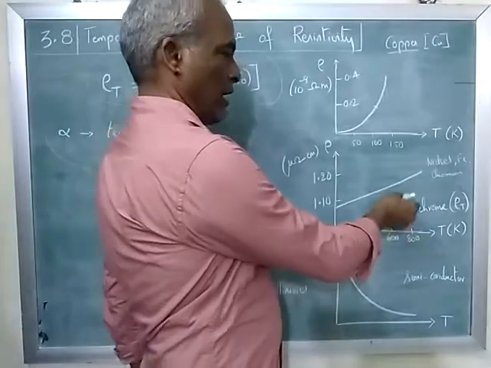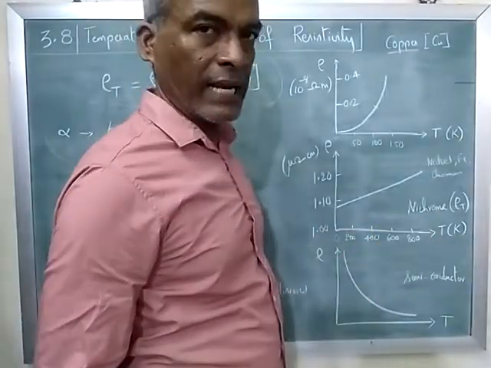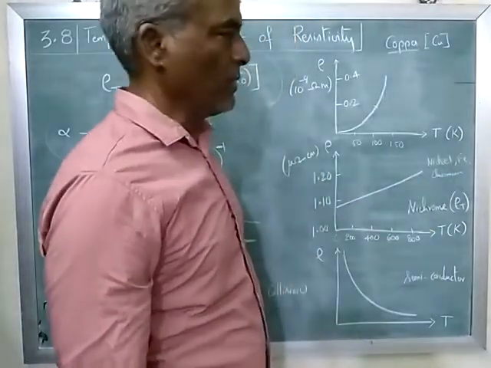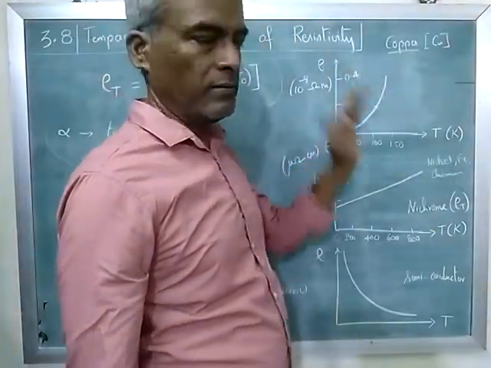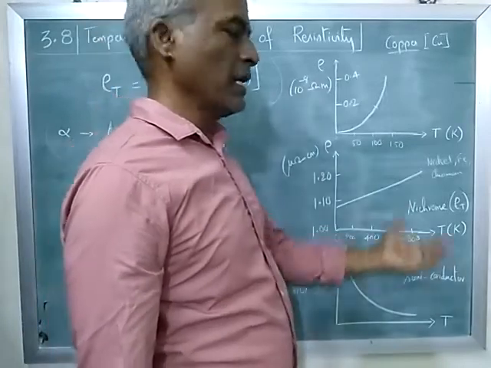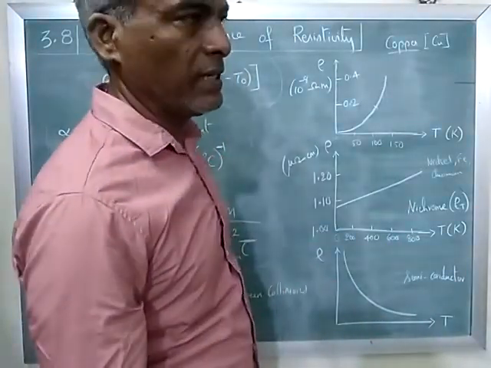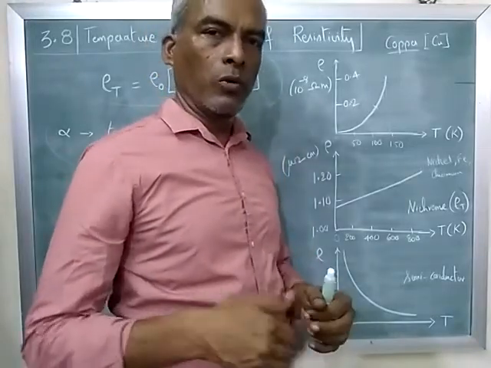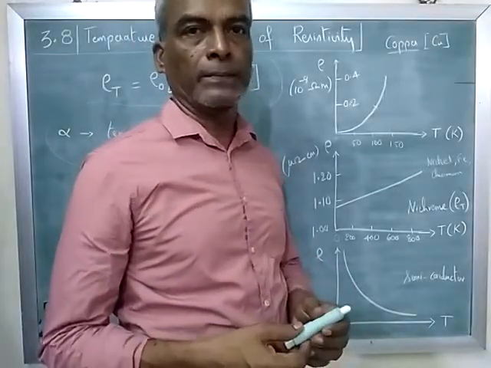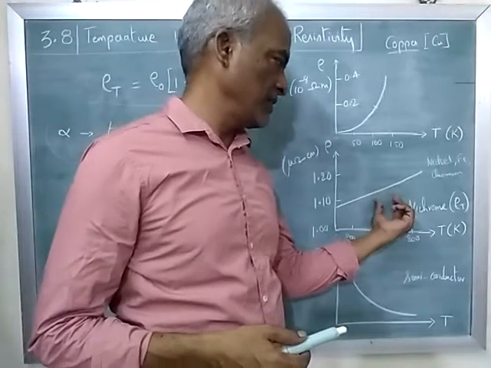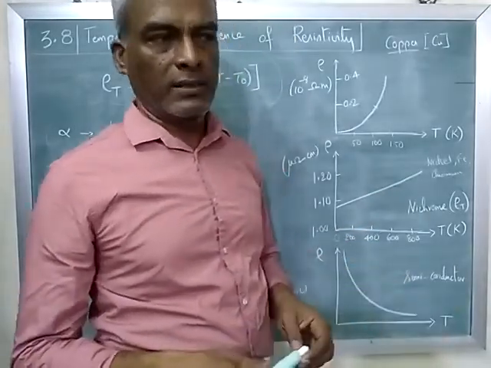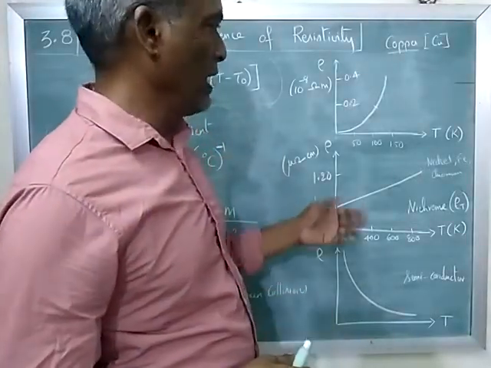But for nichrome, constantan or manganese, the graph goes linearly. There is no variation like this. That's why nichrome wire, constantan and manganese are used in wire wound resistors, since the graph is linear and the resistance per unit length is greater than that of conductors.